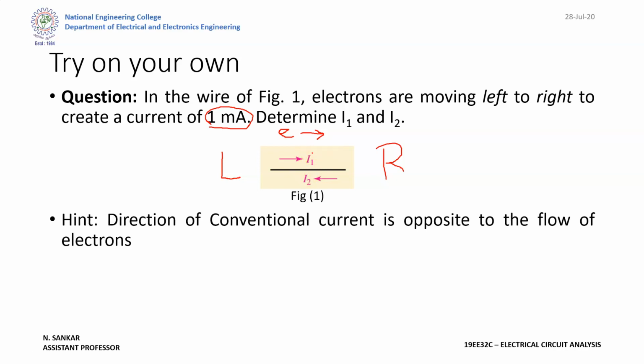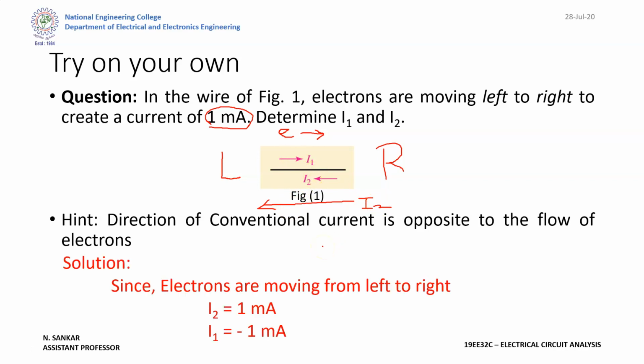We have a hint. We know the direction of conventional current is opposite to the flow of electrons. Here the electrons are flowing from left to right, so current will flow from right to left. If you see the arrow mark I2 and this arrow mark, both are the same, so we can represent this arrow as I2. Then I2 is equal to 1 milliampere. This arrow and the I1 arrow are in opposite directions, so I1 will be minus 1 milliampere. So that is our answer.